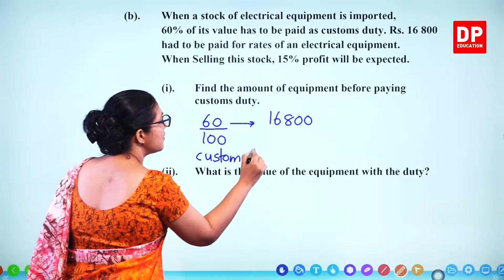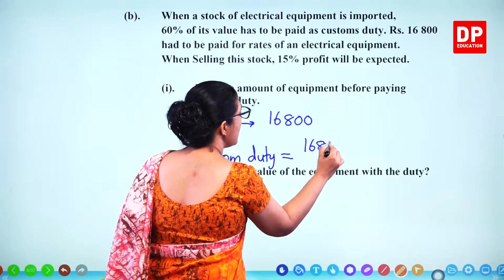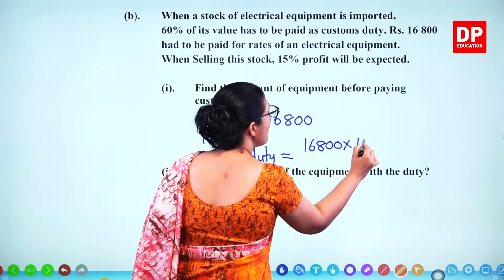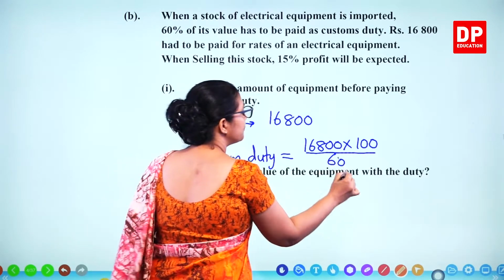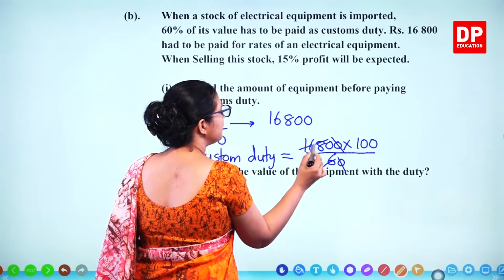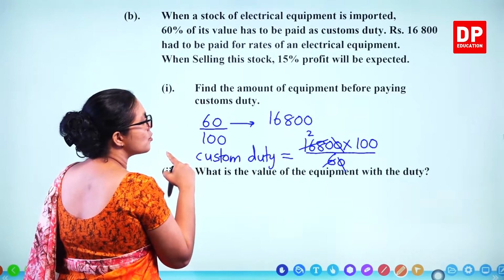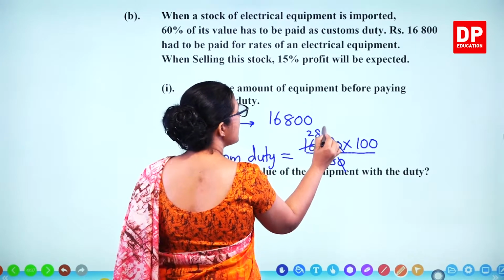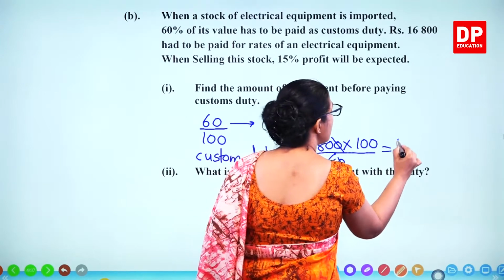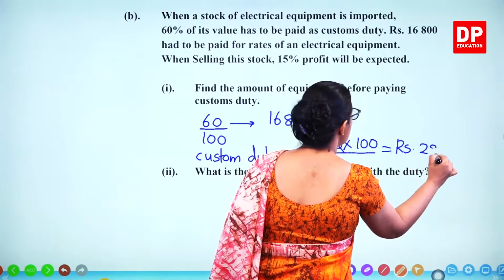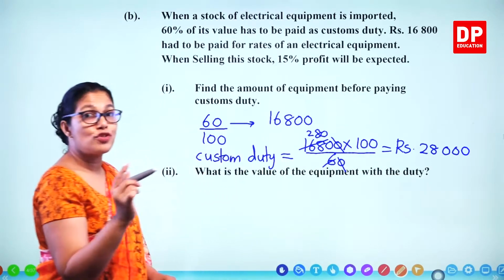Custom duty is equal to 16,800 multiplied by 100 over 60 because it's 60% value. 6 times 2, 12, 48, 6 times 8. So 280 into 100, 28,000 rupees. So that's the custom duty value.